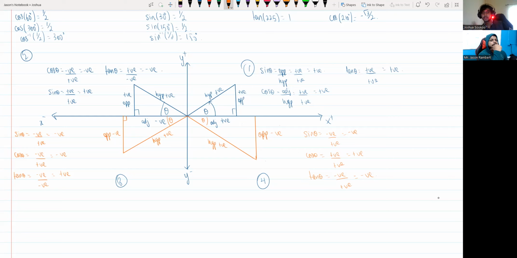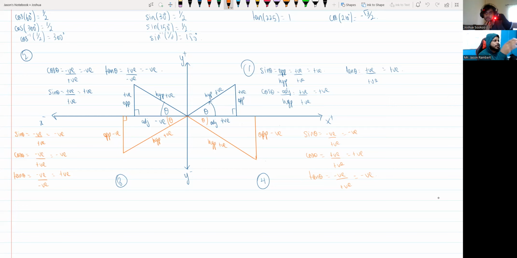So in quadrant 1, everything is positive. Quadrant 2, only sine is positive. Then quadrant 3, tan of theta is positive only, and the other two ratios are negative. And then cosine in your fourth quadrant is only positive, I believe, and the other two ratios are negative. Very good observation.